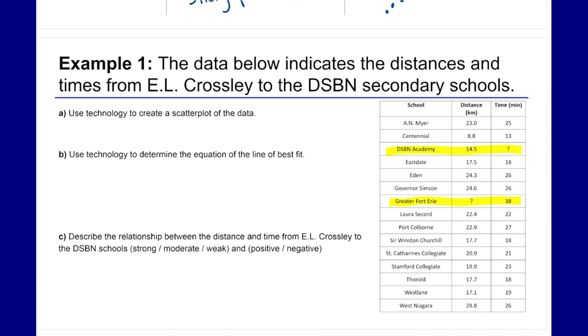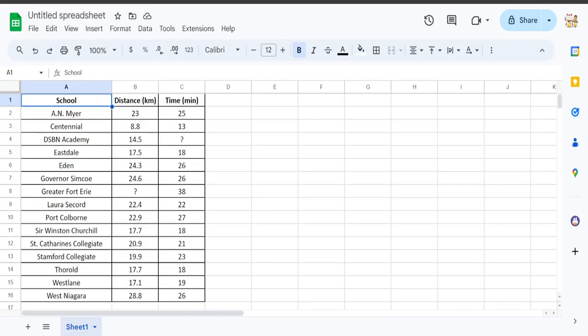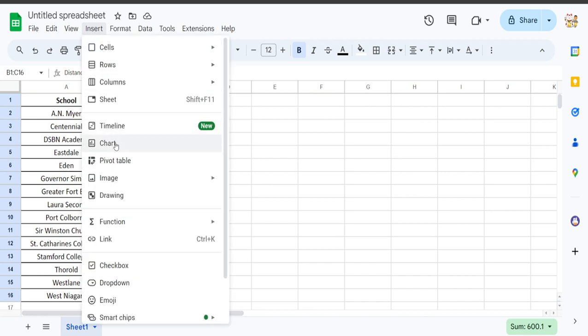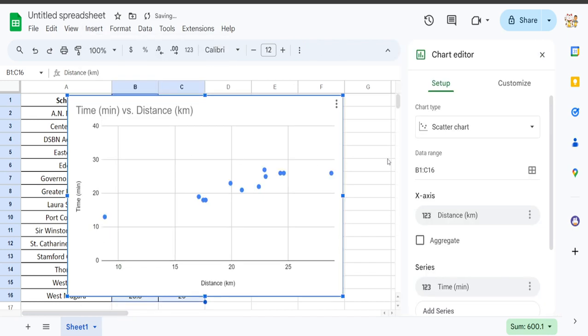You can use Google Sheets, Excel, or a graphing calculator. There are many different options. We're going to use Google Sheets just because it's pretty straightforward. I've already inputted that table into Google Sheets, so I have all my data here. We're going to highlight the two columns of the two variables, distance and time. I'm not going to worry about the school. I'm going to go Insert, Chart, and now it's automatically creating a scatter chart.